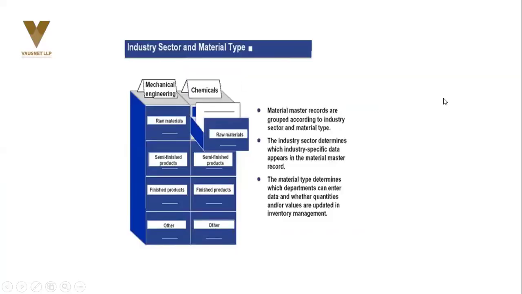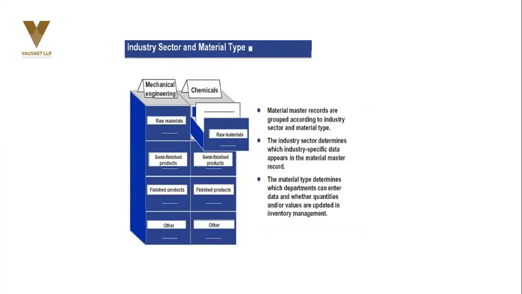So material type, these material types actually define and dictate groups according to industry sector. Industry sector determines which industry specific data appears in material master record. Material type determines which department can enter data. So we have various types of material types. Your customer can have their own predefined customized material types. Like there can be many categories in semi-finished products. Okay. And so on and so forth.